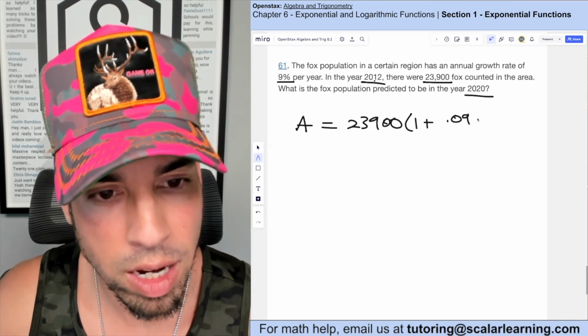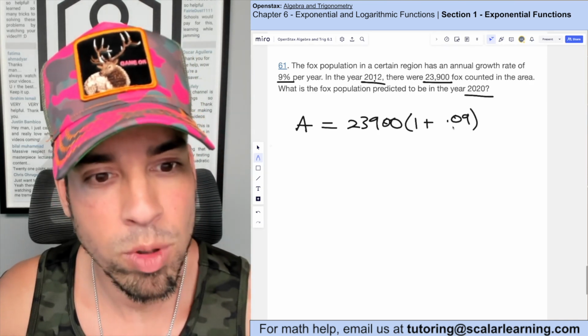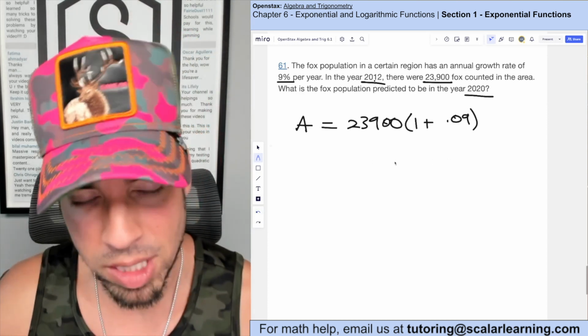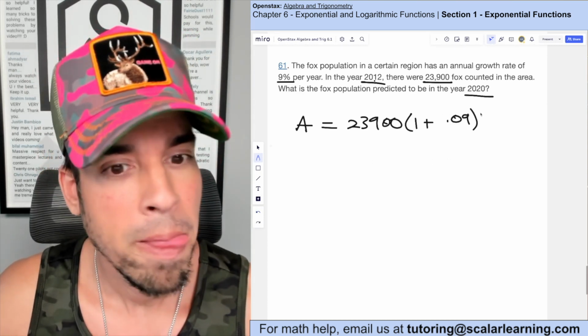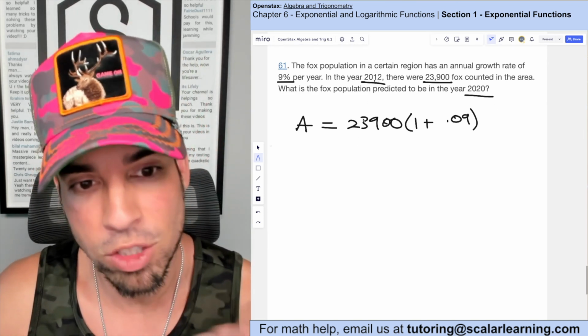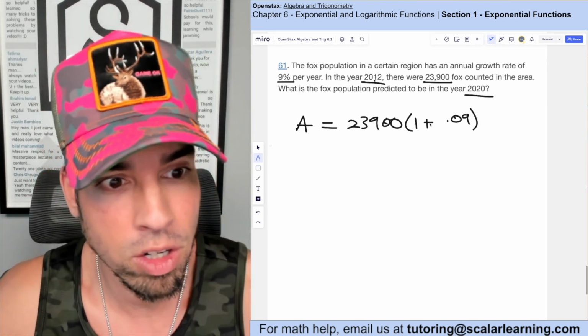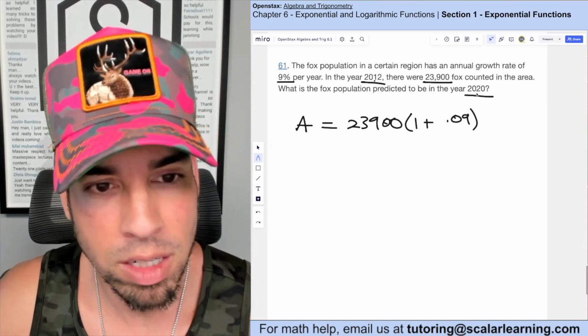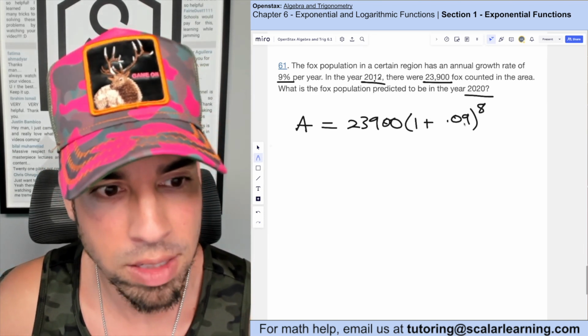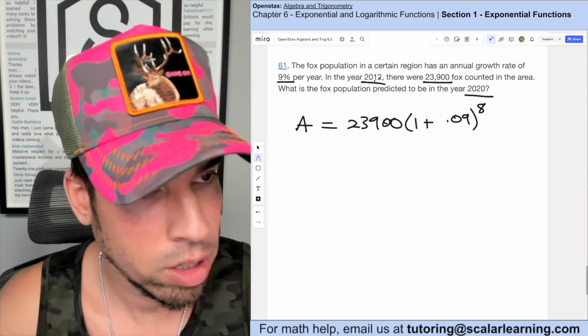That's 0.09 per year. So that would be divided by 1 if we're thinking about the compounding. But we don't really need 1 because divided by 1 is just itself. And then as to the nt, again, n is 1 because that's the amount of times we're compounding, just once per year. So I don't even need to write that here. And then we need to see where it is going to be in 2020. And that's 8 years after 2012, hence an 8 here. So now let's plug and chug in a calculator.